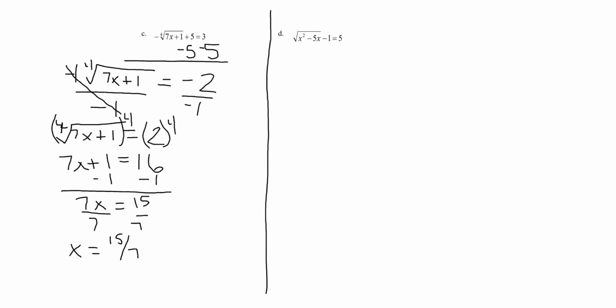Okay, next we have D, and to isolate the radical here, we need to add 1 to both sides.